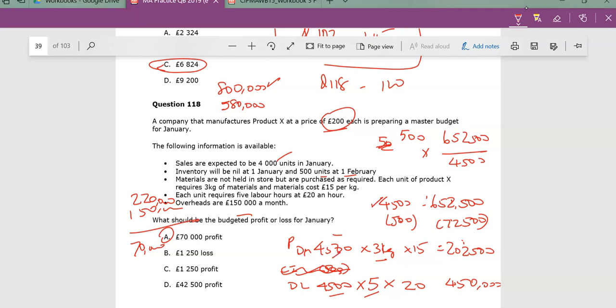That's the 4,500 units, 3 kilograms, £15. Thank you very much. Labor, 4,500 times 5 times 20. Add those two together. Those are my direct costs. And then what do I do?